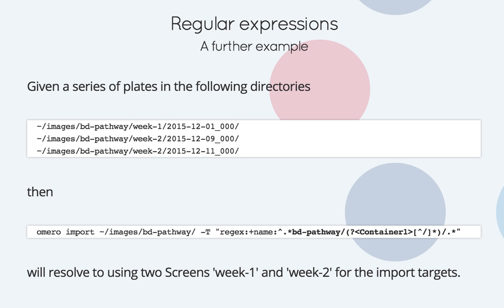And then a little bit of a more complicated example might be that if we've got a series of plates in this structure here, where we're using week 1, week 2 to basically collect together different acquisitions, we can then use a regular expression of this form where we're also looking for path elements beyond the container we're interested in. So in this case it would resolve to two screens called week 1 and week 2 as the import targets. So a couple would be imported into week 1 and a couple would be imported into week 2 in this limited example.